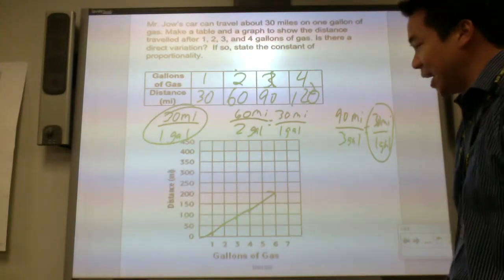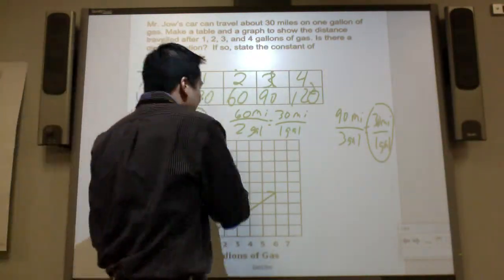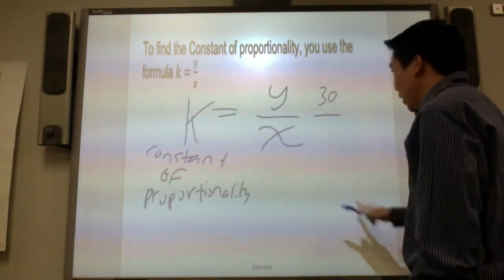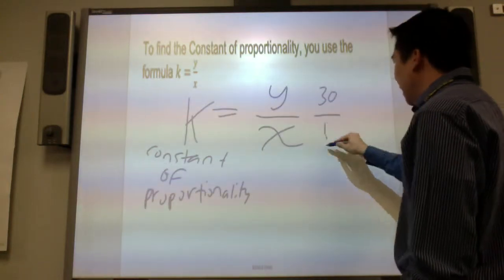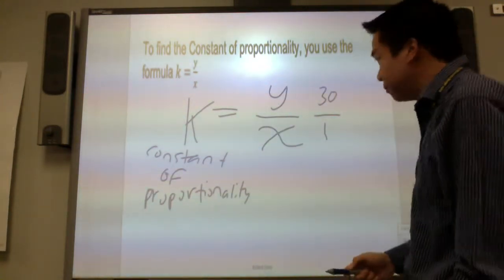So we go back to this table. This is the X, this is the Y. The Y value was 30. The X value was 1. That is why the constant of proportionality is 30 over 1.